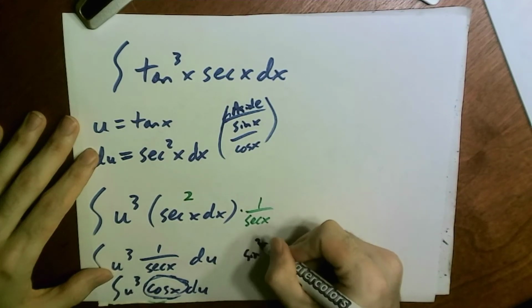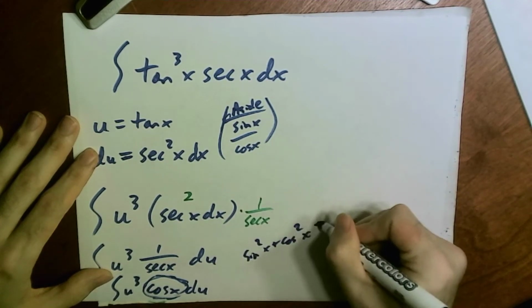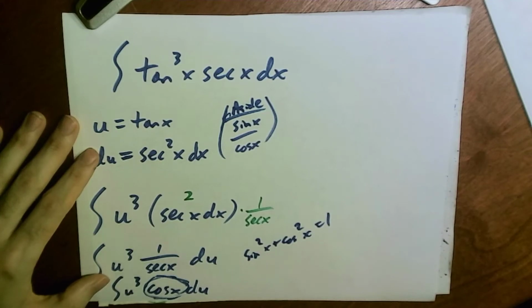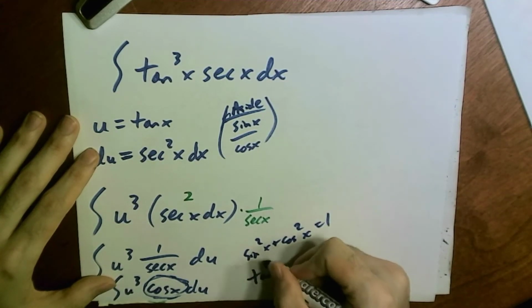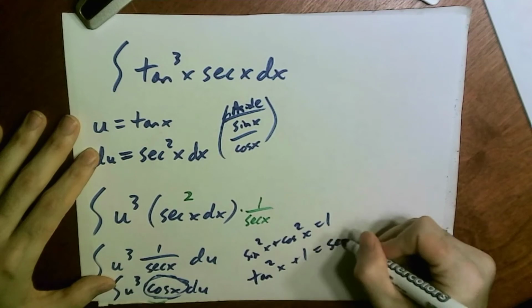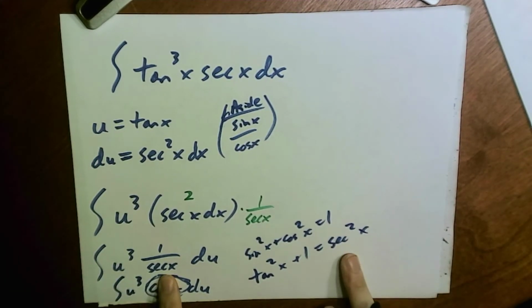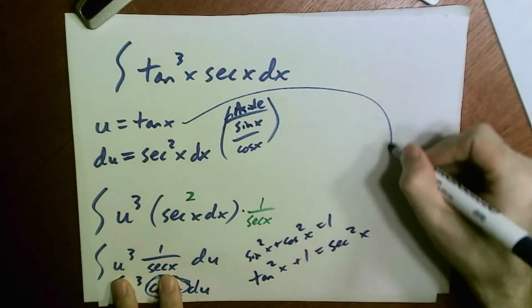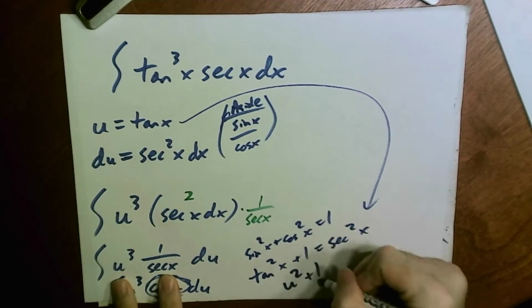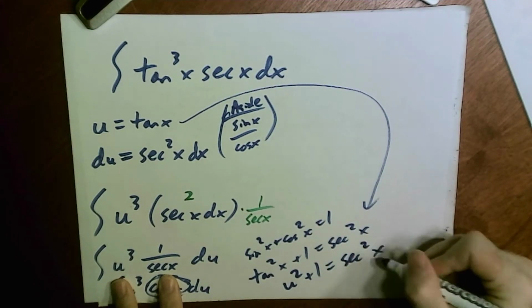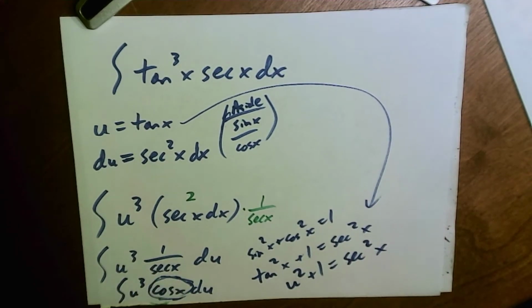From sine squared x plus cosine squared x is 1, if I divide everything through by cosine squared, I get tangent squared x plus 1 is secant squared x. So if I had a secant squared, then I could replace it, right? I've got that u squared plus 1 is secant squared. So if only it was a secant squared, I'd be in good shape. But it's not. It's a secant. I'd need a square root.